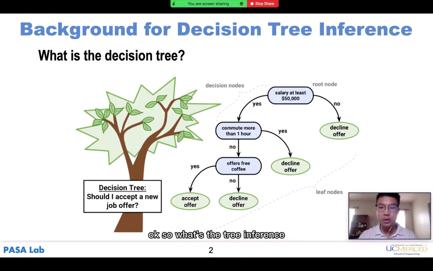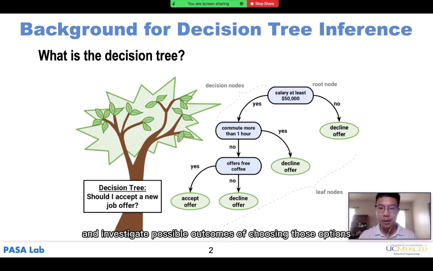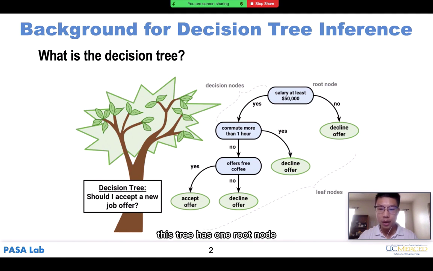Okay, so what's tree inference? Decision tree is a highly effective structure within which you can lay out options and investigate the possible outcomes of choosing those options. Decision tree inference can be used to help build automated and predictive models. As we can see from this figure, this tree has one root node and multiple decision nodes and leaf nodes, which can be used to determine whether I accept this job or not. It includes salary, commute hour, and free coffee. These things are helpful for us.